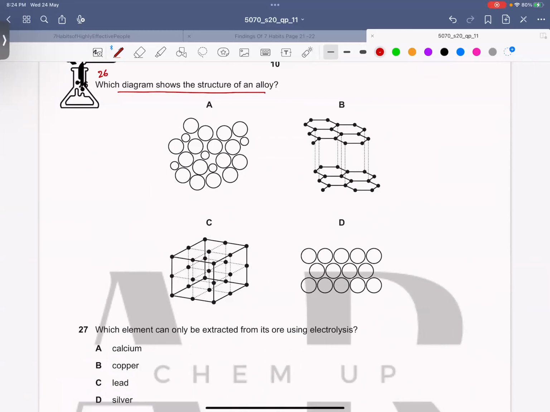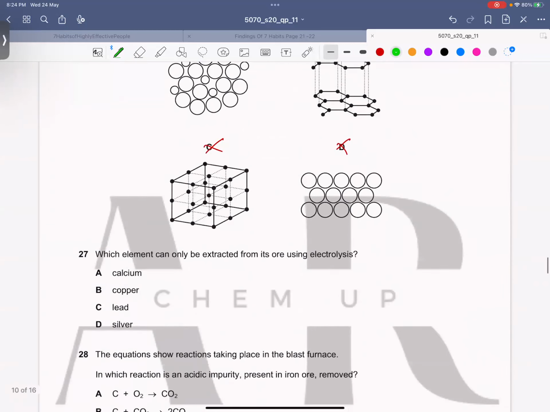Question number 26. Which diagram shows the structure of an alloy? Very good. Alloy is a mixture of two or more elements, two or more metals, mostly having different radii of their atoms. So A is the correct answer over here.